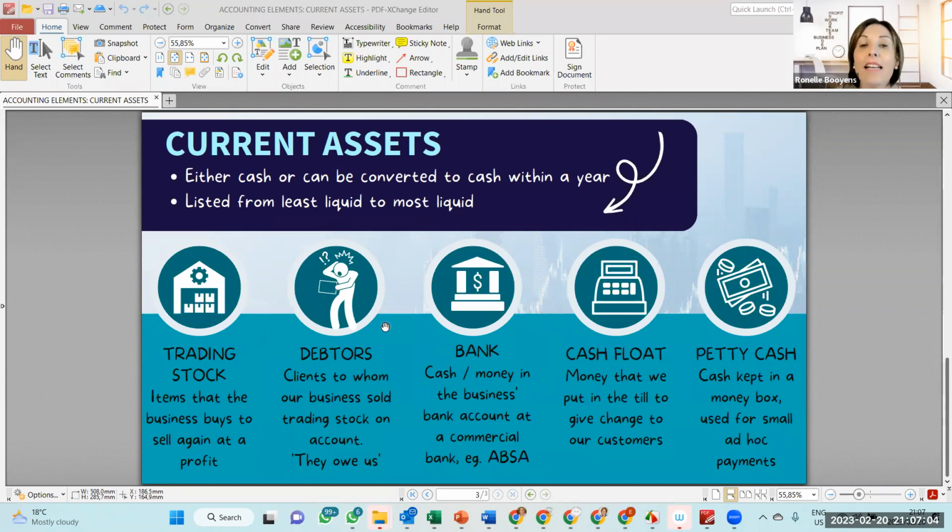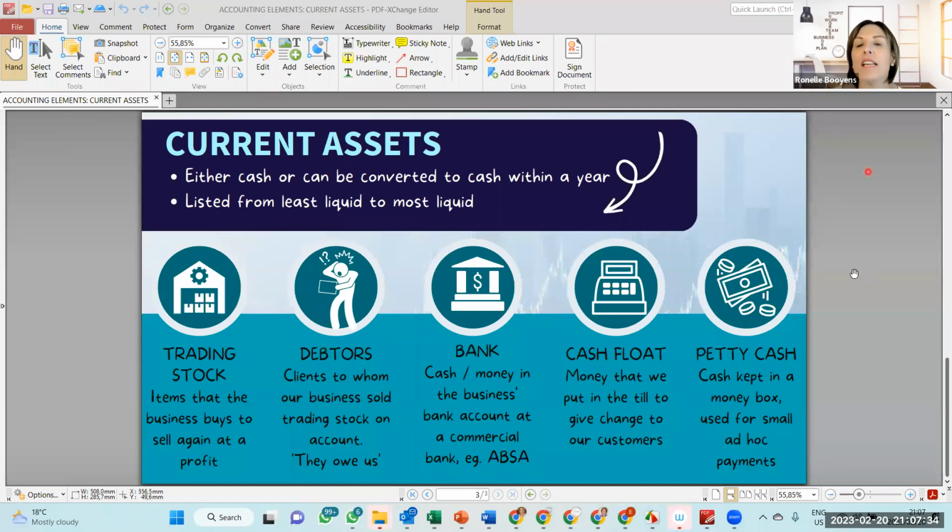Only then a sales transaction will take place. Debtors, on the other hand, the sales transaction has already taken place. They've already come into our store. They've taken the stock that they wanted and liked. They came to the till, they signed the agreement that they will pay us later. So this is a bit more liquid. The debt of a debtor we regard as a bit more liquid than the trading stock, those items that are still sitting on our shelves.